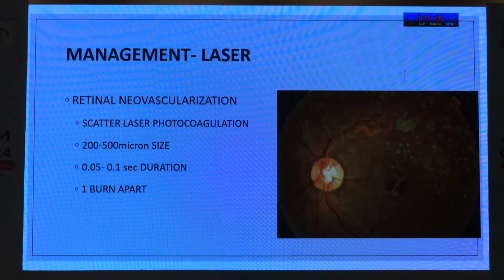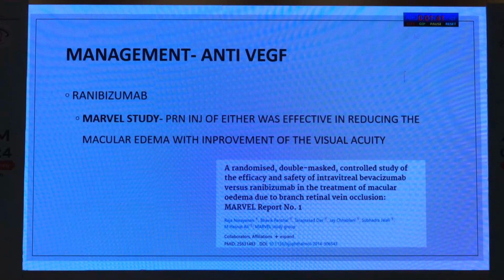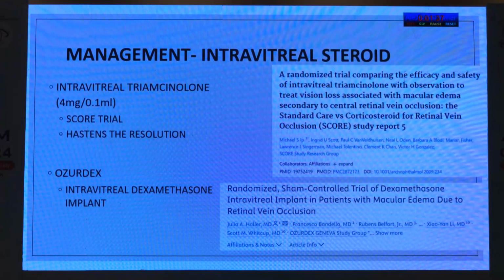The spot size is taken between 200 to 500 microns, and one burn apart. Anti-VEGFs which we use are bevacizumab, ranibizumab, and aflibercept has also come. So for non-affording patients, we can use triamcinolone and Ozurdex.